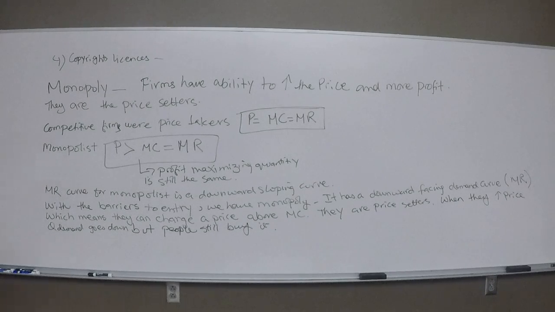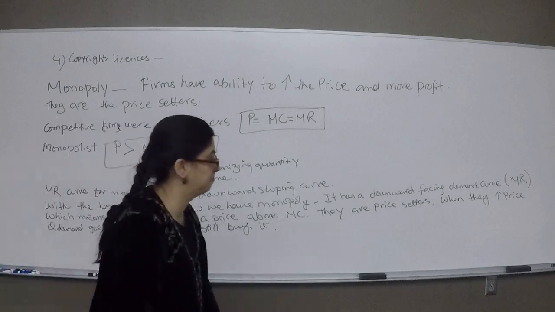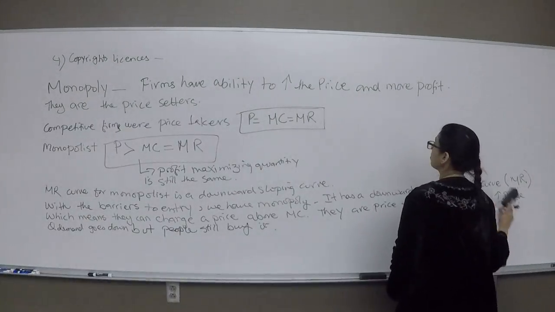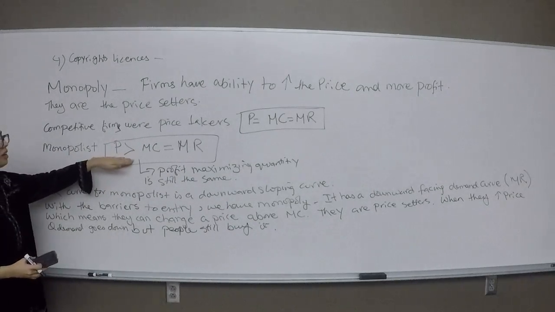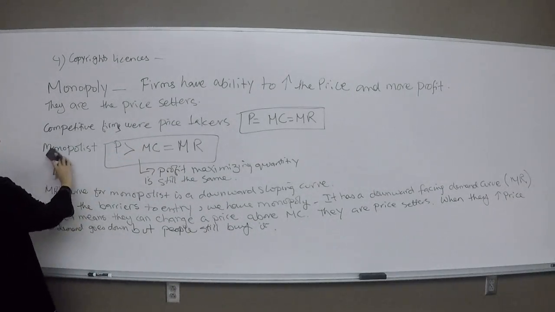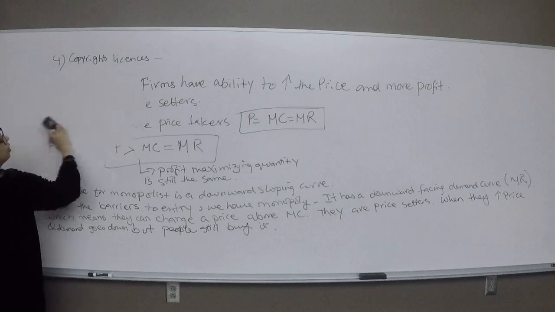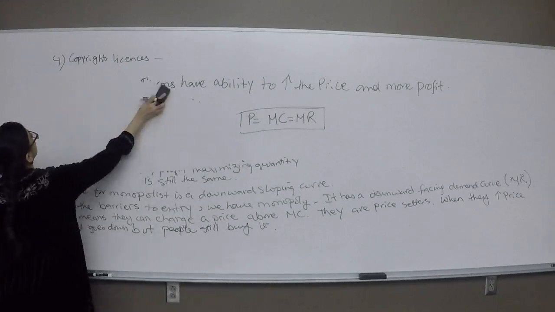But yeah, so they're charging high prices. There's high barrier to entry, so people cannot enter the market. And when price increases, demand goes down, but people still buy it. Okay. So the important thing to keep in mind here is that price is greater than MC equal MR. But we're still going to produce where MC is equal to MR.